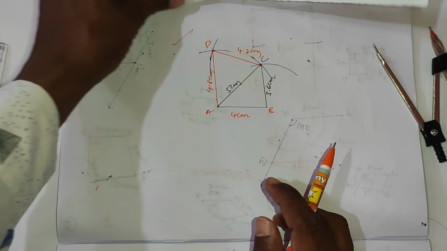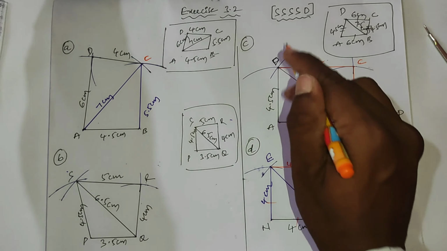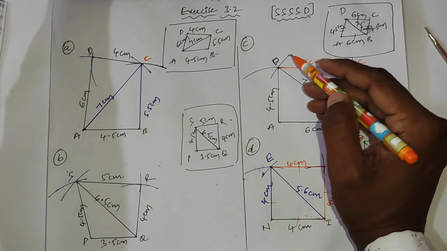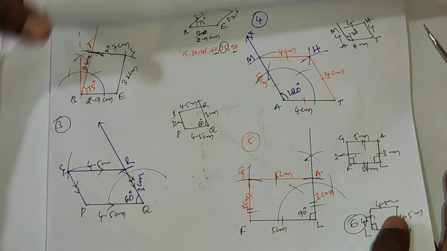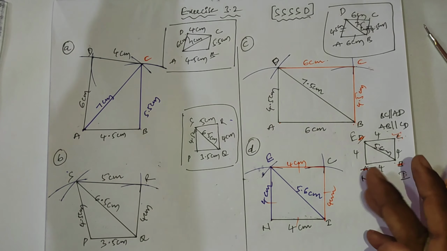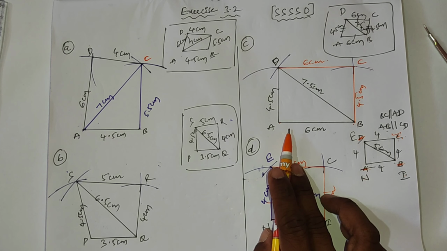Okay. So this is about exercise 3.2. This is the rule of 3 sides and a diagonal. So we completed it successfully. I hope you got it. If anybody has doubts, you can comment in the comment section. I will try to solve that one.